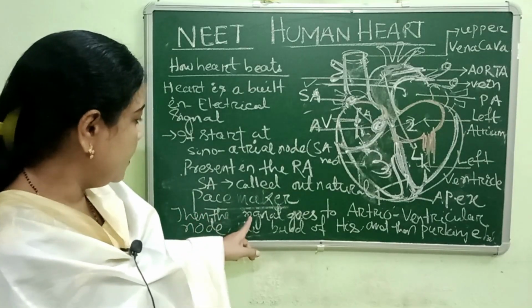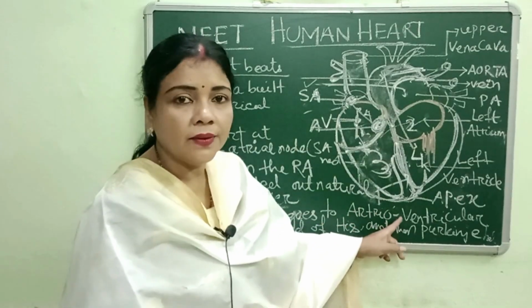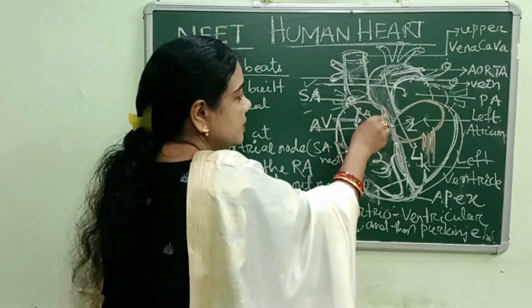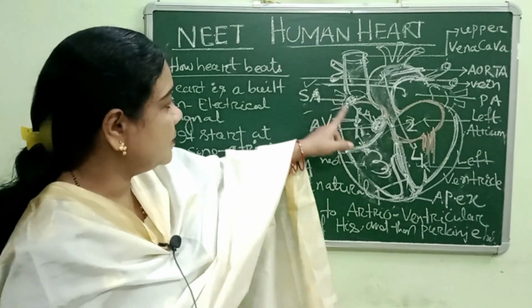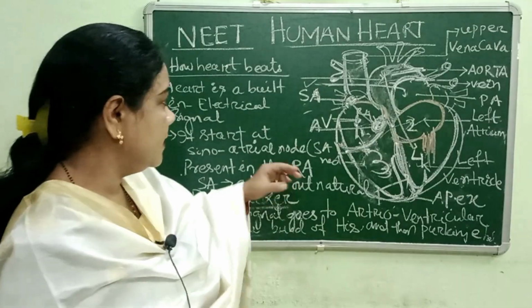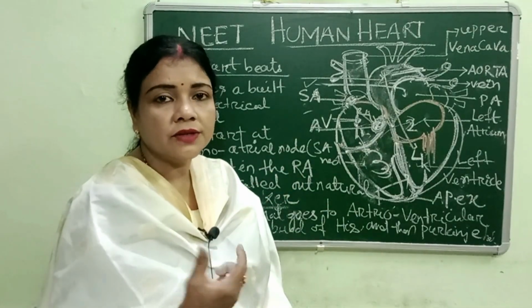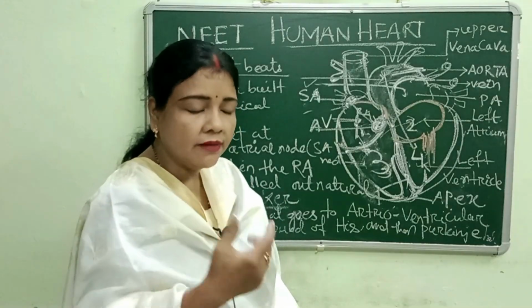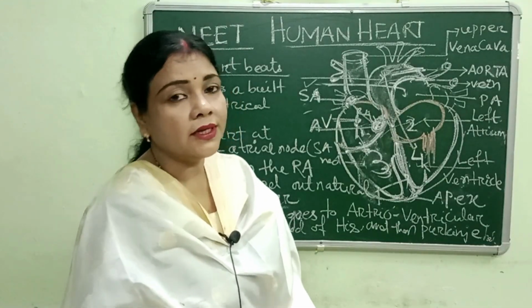Okay. Then the signal goes to the atrioventricular node. The signal goes from here to here. That means SA node to AV node. Okay. Then what happened? There is the bundle of His. There are some muscular fibers that are known as the bundle of His.